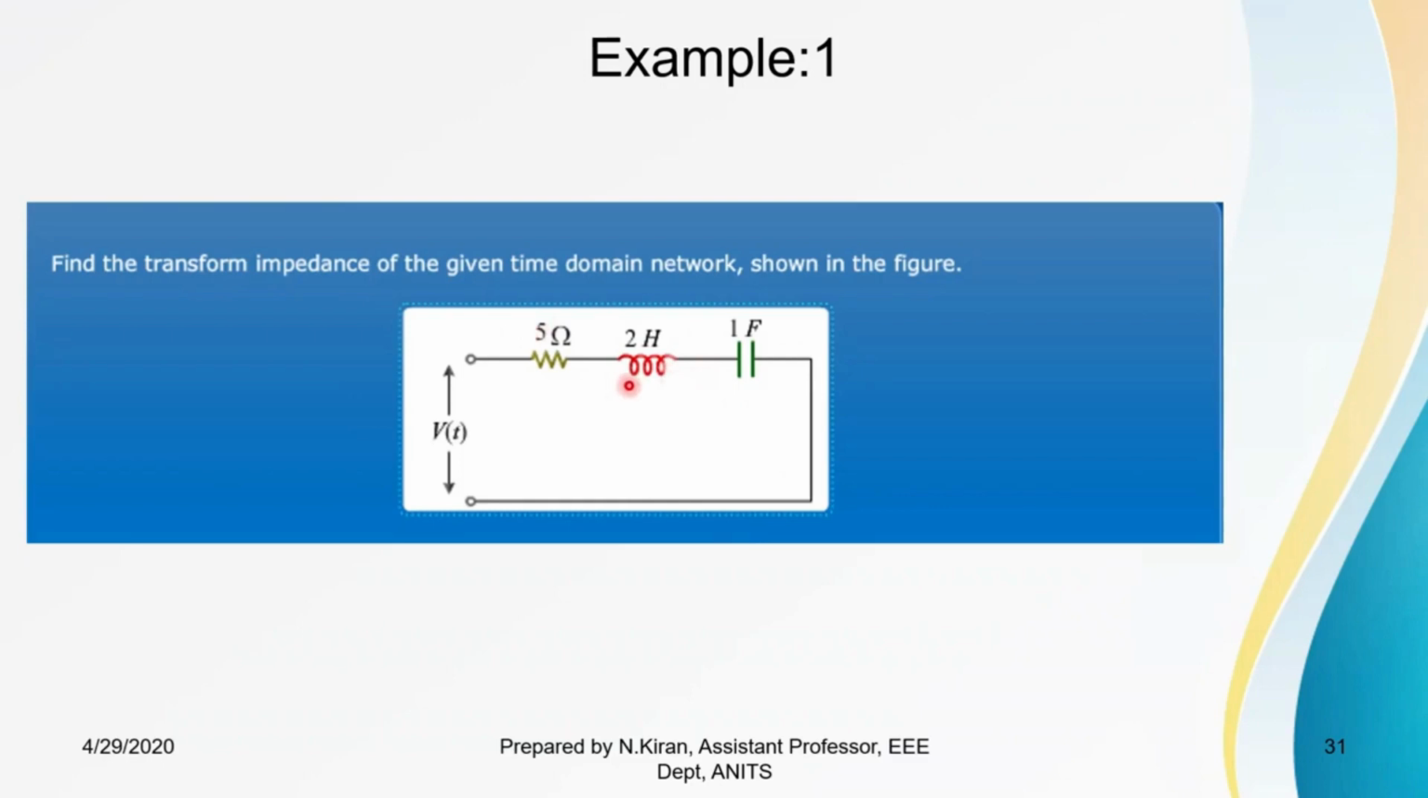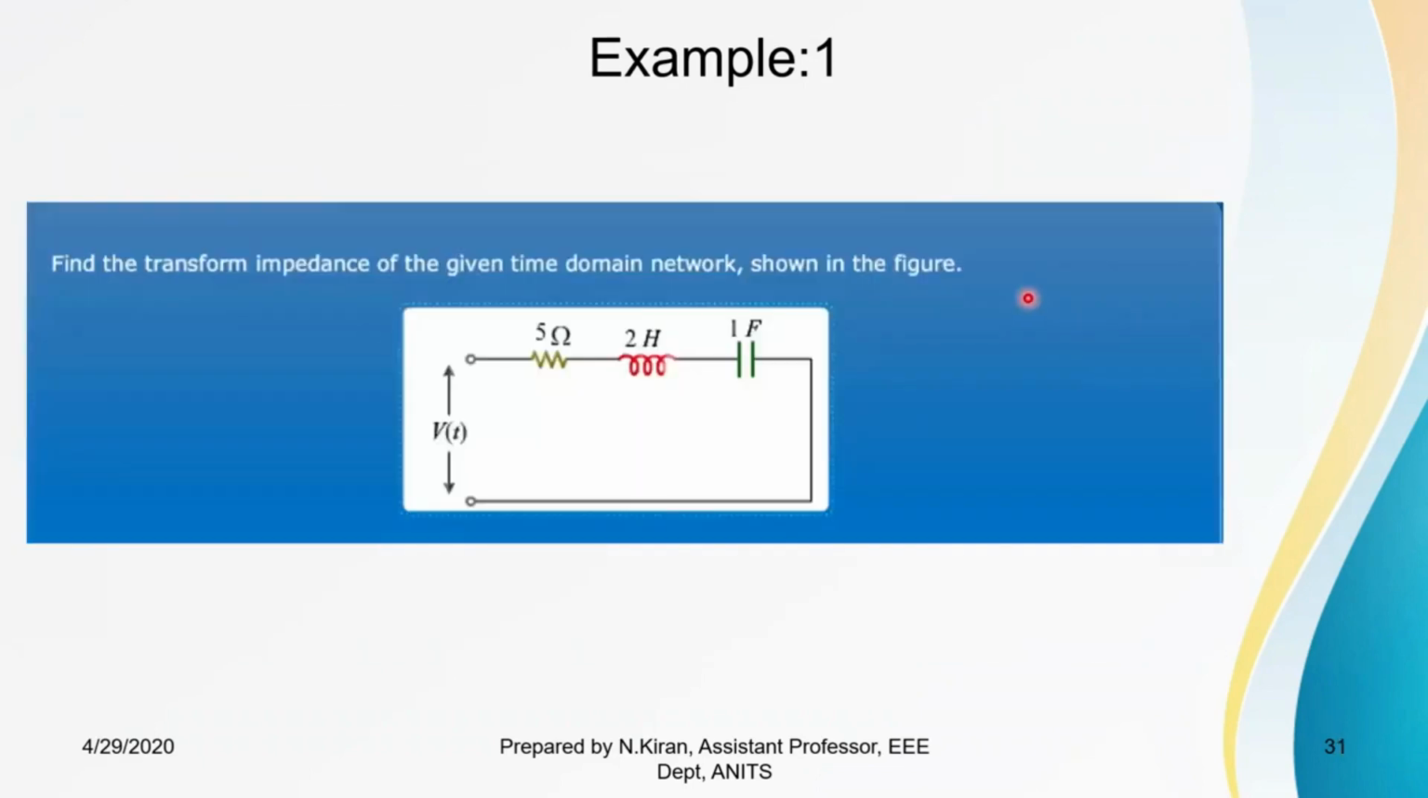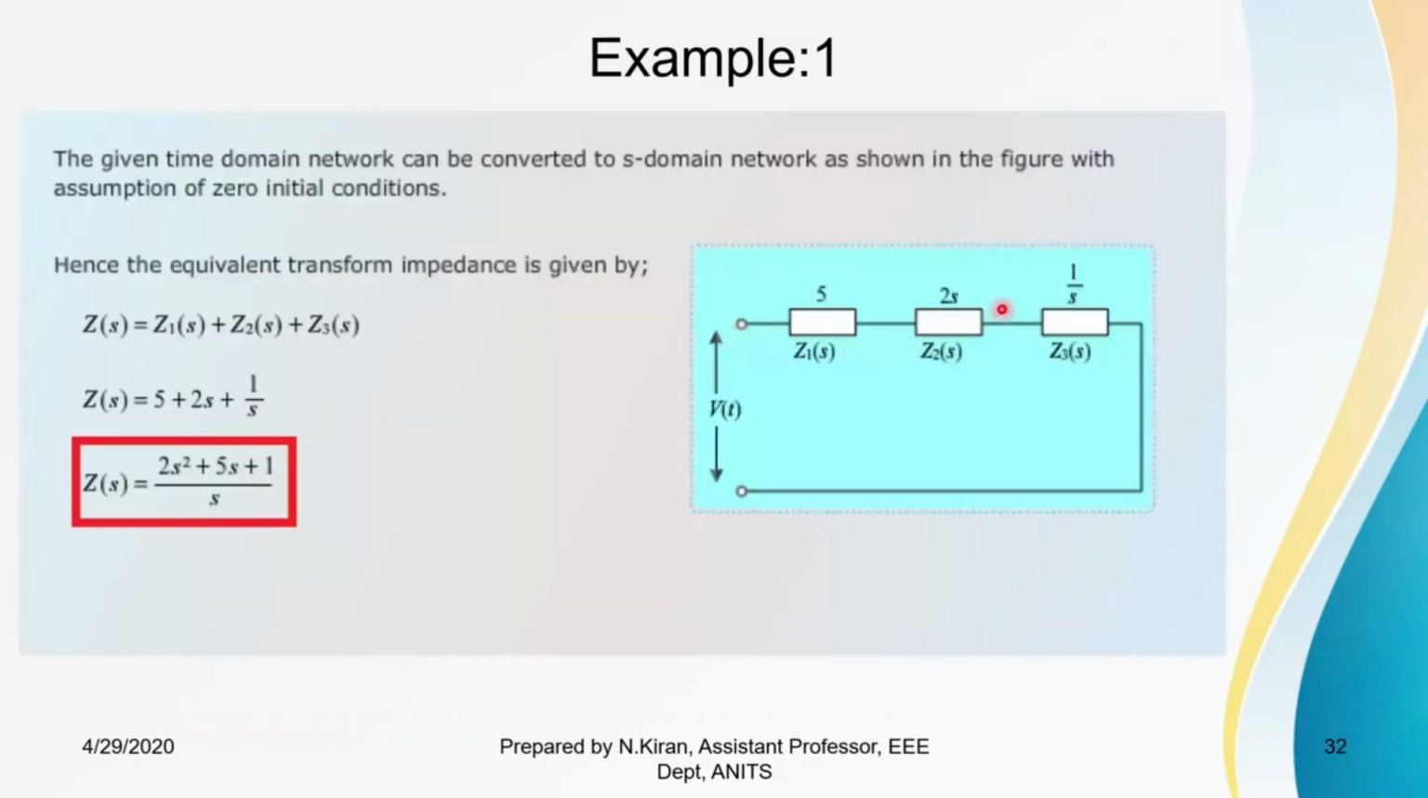Inductor, as you know, is represented by Ls and capacitor is represented by 1 by Cs in impedance. So L value is 2, so its value becomes 2S. Capacitor C value is 1, so in the Laplace domain its value becomes 1 by S.